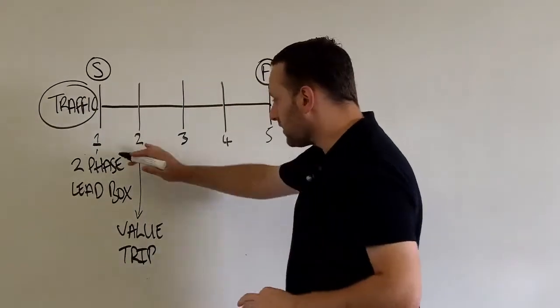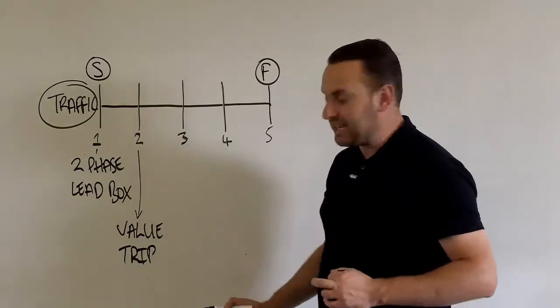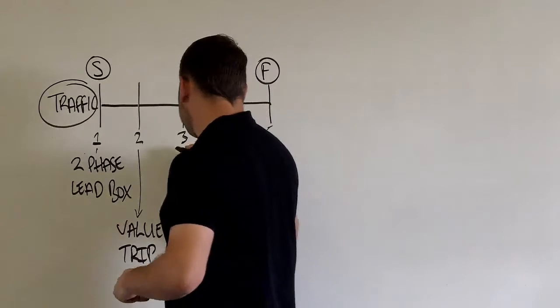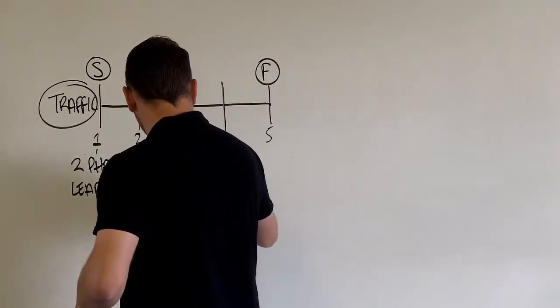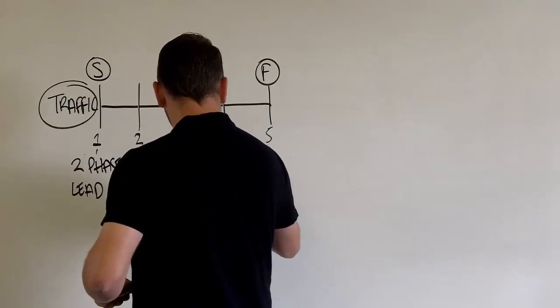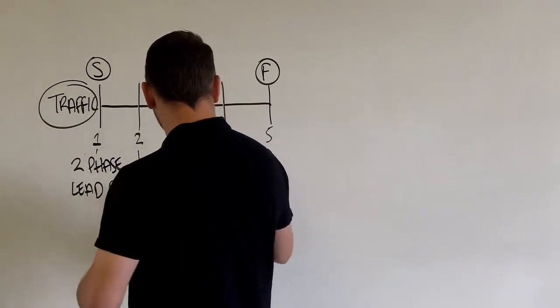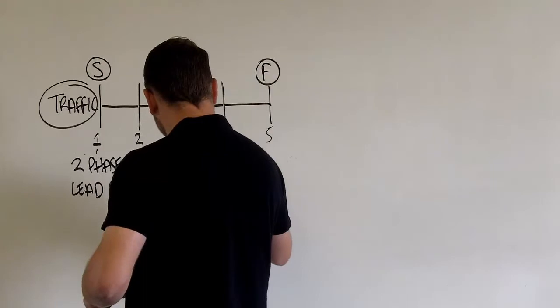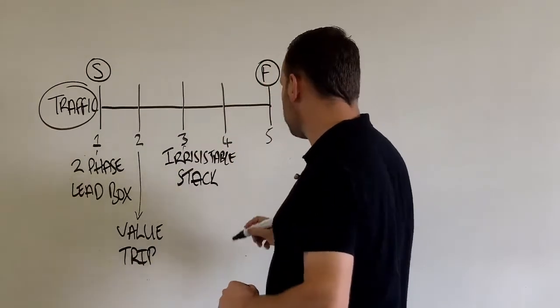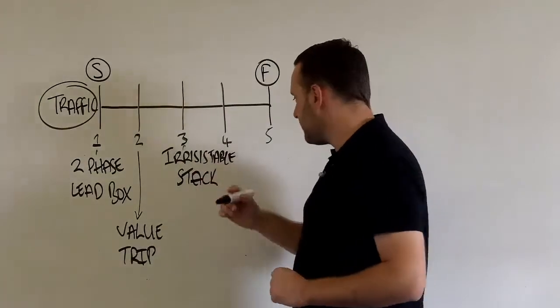So we've got the two-phase lead box to collect leads. We've got the value trip to convert customers. Third, we've got the irresistible stack, and I think I'm spelling that wrong. So third is the irresistible stack, and remember, this is where we get repeat customers.